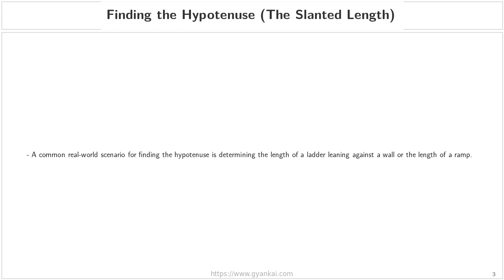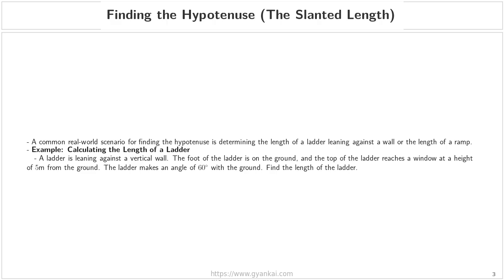Finding the hypotenuse, the slanted length. A very common real-world scenario for finding the hypotenuse, which, as we discussed, is that slanted length, is determining the length of a ladder leaning against a wall, or perhaps the length of a ramp. Let's look at this specific example, calculating the length of a ladder.